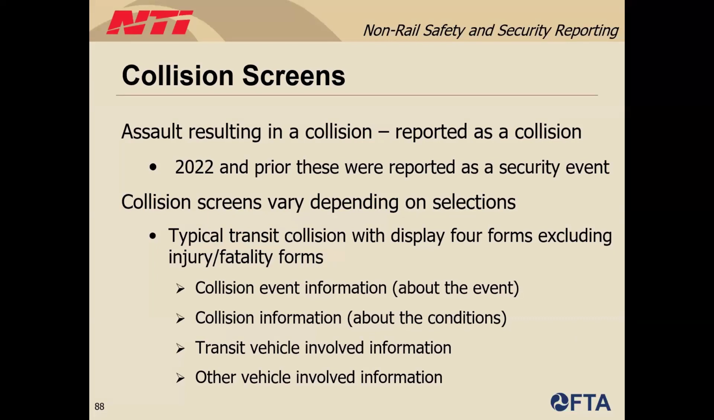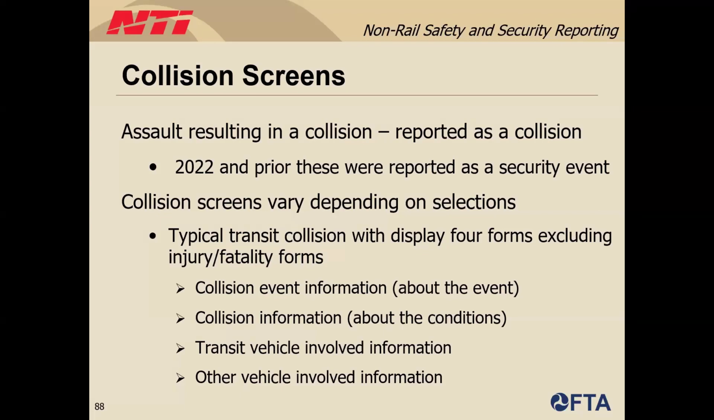Before we start reviewing the details of reporting a collision, you may recall that I mentioned one of the big changes is in reporting an assault that results in a collision with a transit vehicle as a collision event. This is effective in 2023 and forward and aligns with reporting attempted suicide and suicide by transit vehicle. These will no longer be reported as an assault on the security form. When we get to the injury and fatality forms, you will see how you indicate the assault if an injury or homicide if a fatality.